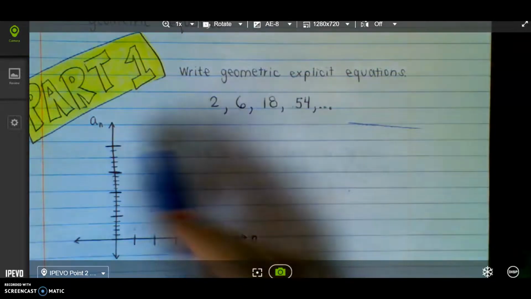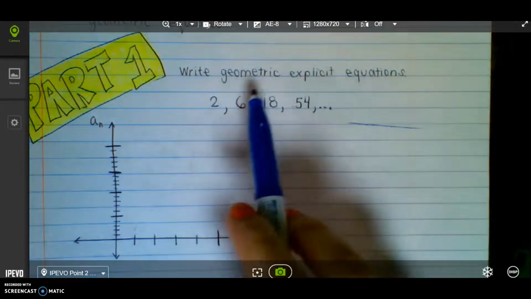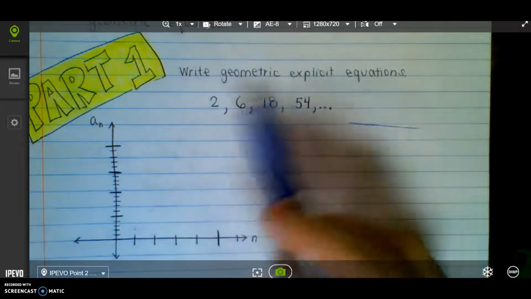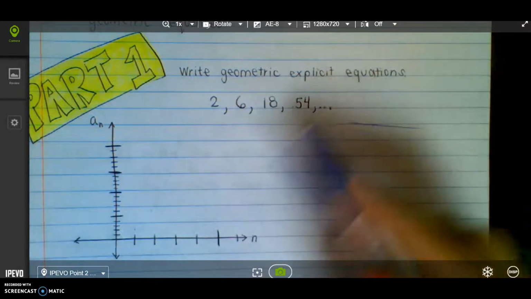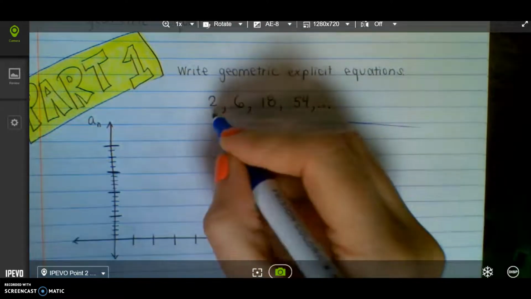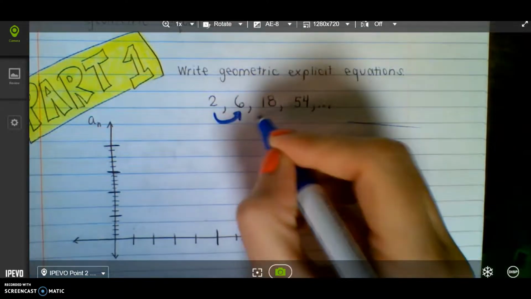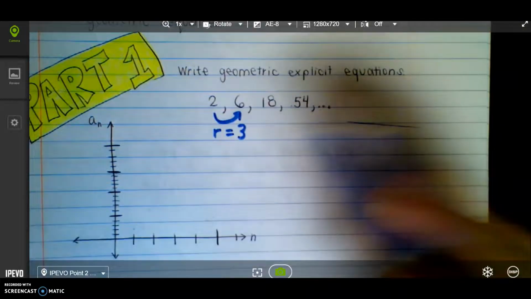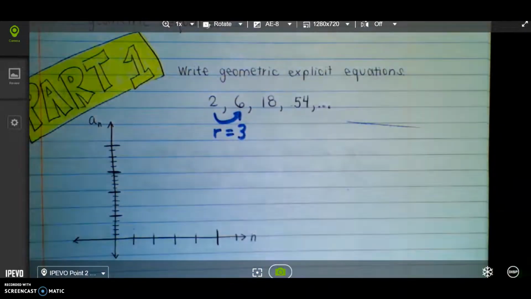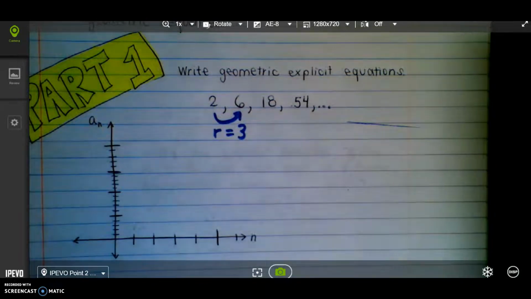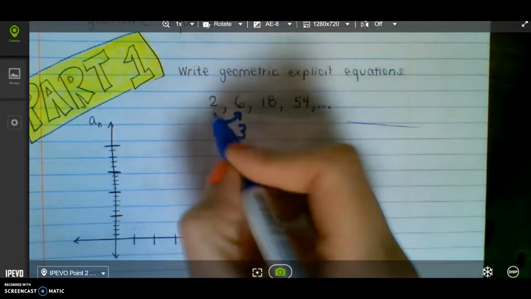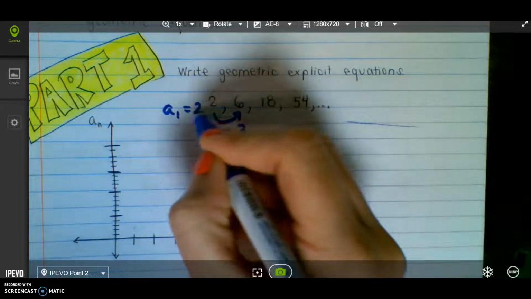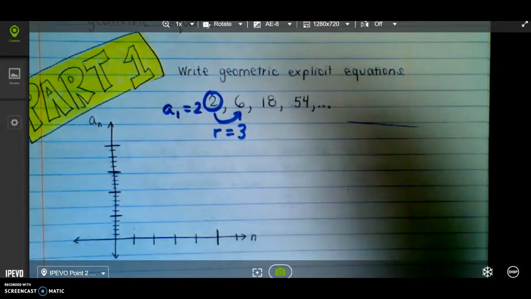So let's figure out what function models a geometric sequence. Remember, an arithmetic sequence was linear, and because geometric is a different pattern, it's a different function. Right away when I'm looking at this geometric sequence, I can figure out that the common ratio is 3 because I'm multiplying by 3 each time. I also know that the first term, a sub 1, is 2. It's written first in the sequence.